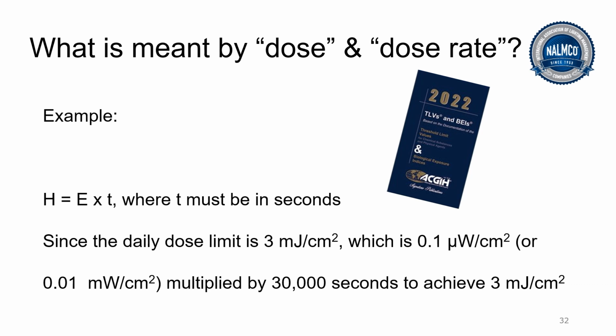The key things to realize are that the limit is normally expressed as an exposure dose or a radiant exposure of 3 millijoules per square centimeter, maximized at 270 nanometers, and it would be higher at other wavelengths. This dose is equivalent to delivering a low dose rate of 0.1 microwatt per square centimeter for 8 hours. You'll come up to about 3 millijoules per square centimeter.